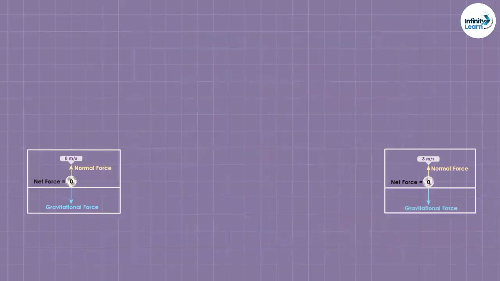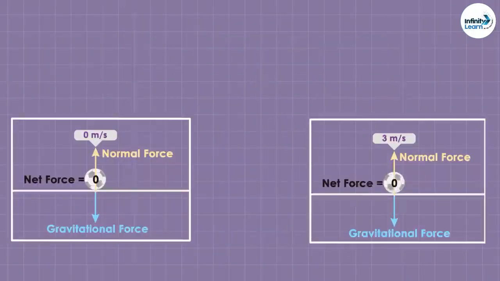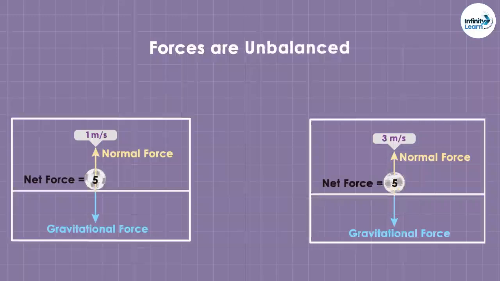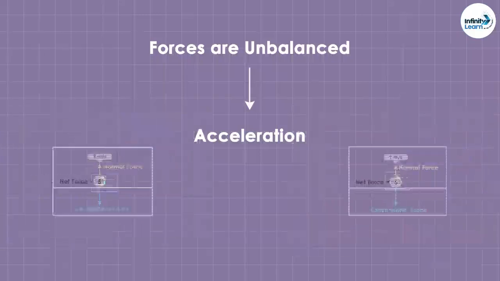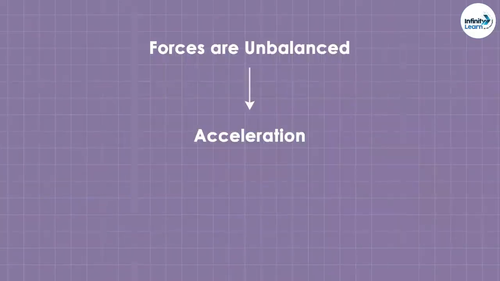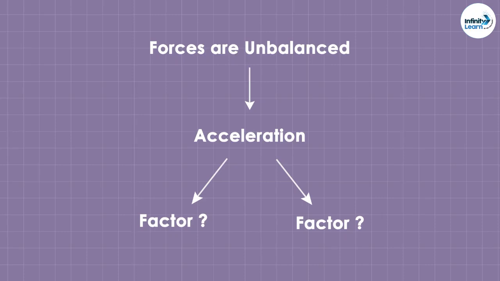Now let's try to create a similar diagram for the second case. If the forces are unbalanced, then there will be acceleration. We saw that in the previous video. And now we come to the interesting part. Let me ask you a question and I'm sure you can answer it. On which two factors do you think the acceleration will depend? I want you to tax your brain a bit. Let me repeat my question. On which two factors do you think the acceleration will depend?